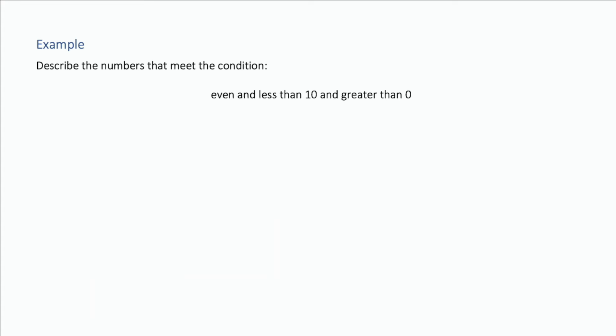Let's look at a basic condition and think of it in terms of sets, and then we'll describe the numbers that meet the condition. Here we want even and less than 10 and greater than 0. There are three different sets we're considering: even, less than 10, and greater than 0. The even set is all the even numbers. There's an infinite number of them, but I'll write it like this: dot dot dot, -4, -2, 0, 2, 4, 6, and so on.